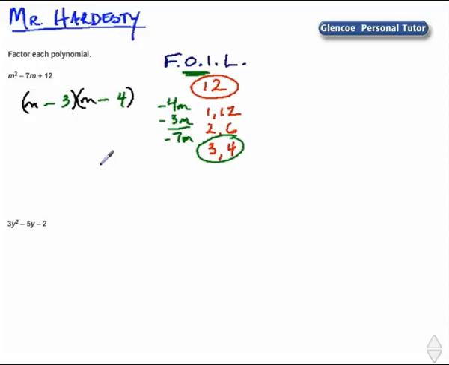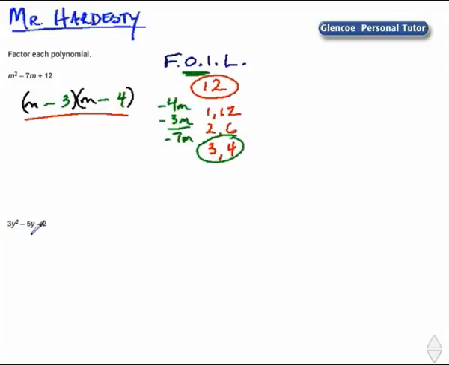There's our two negatives. Of course, to check it, let's FOIL. First times first is m squared. Outer is negative 4, inner is negative 3, together negative 7m in the middle, and last times last, negative 3 times negative 4 is 12. Think of it as FOILing in reverse.